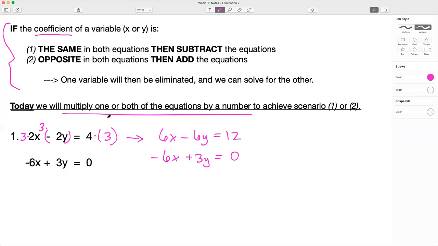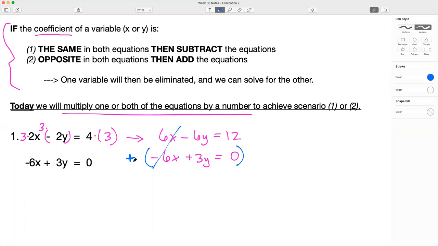Now what I have is one of the scenarios. I have scenario number 2 happening, where I have an opposite coefficient in both equations for one variable. That's the x variable. So what am I going to do? I'm going to add the equations. I'm going to take this equation and add it to this equation. So 6 plus -6, that would mean 6 minus 6. That would eliminate the x variable. One of the variables is eliminated, then we can solve for the other one.